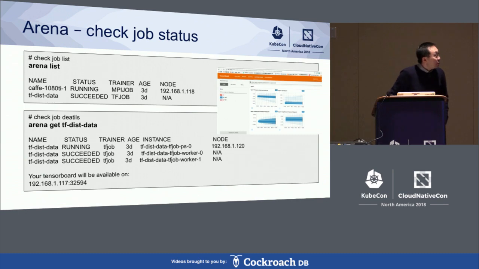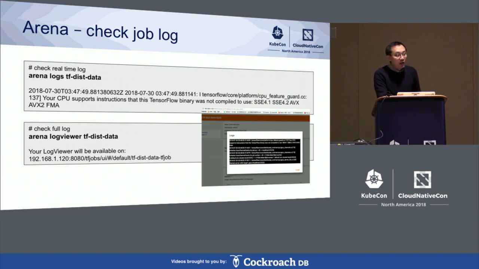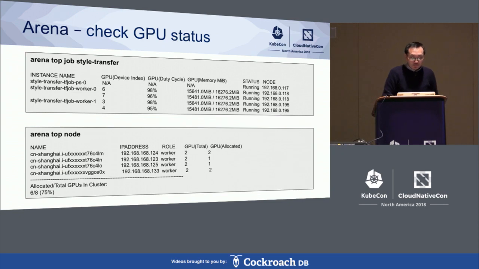So as I said, you can use Arena to just list or get details of each of the jobs. You can see the real time or the full logs very easily. And also, this is a very important feature our clients require: they want to use a simple command to see how the GPUs are allocated from different angles. For example, at the node level, how many GPUs are available, who takes which GPUs, and how much memory is already captured by specific jobs.